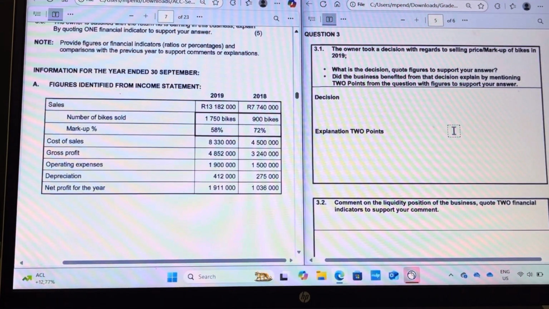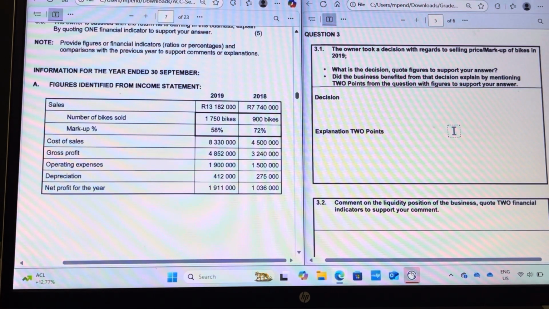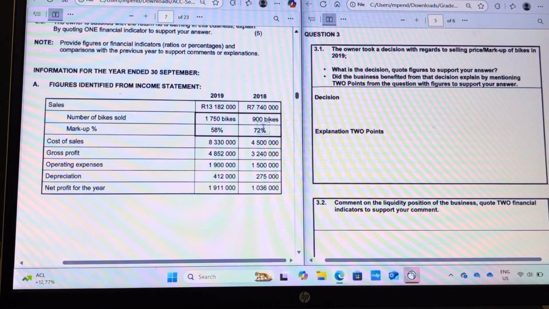What does that mean? The selling price has decreased. You can also put that down as your notes. Those were the two decisions. The owner decreased the markup, meaning that ultimately the bike's price has lowered. And did the business benefit from that decision? Did it, guys? Yes, it did, because the number of bikes sold increased from 900 to 1,750.